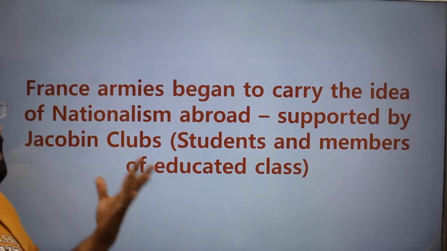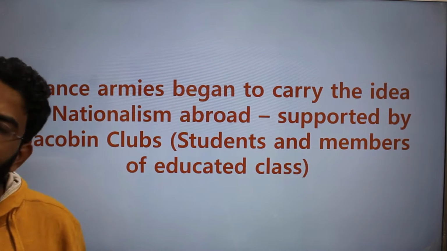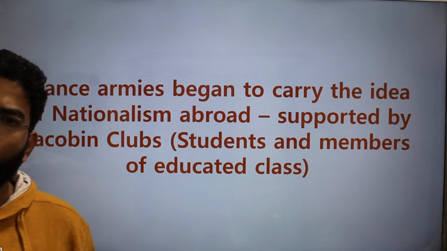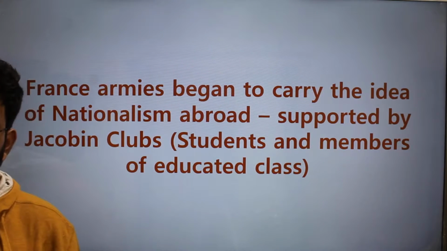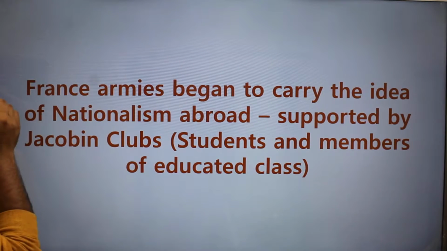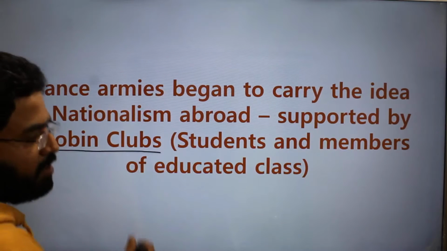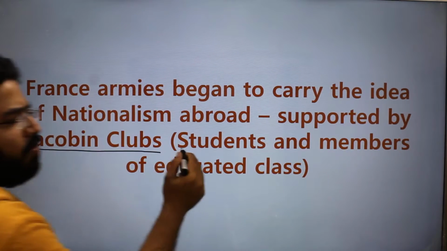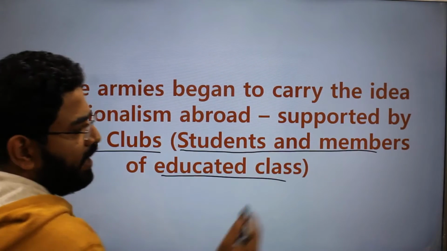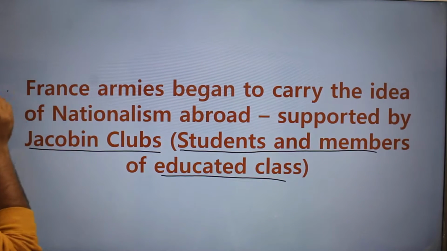So you could see that the French armies decided that they were not going to stop just there with France. They were going to introduce nationalism, this removal of monarchy, everywhere in Europe. And this was supported by the Jacobin clubs. This was basically the association of students and other educated class members. So they carried this nationalism idea abroad as well.